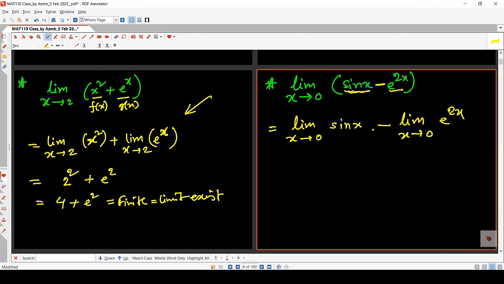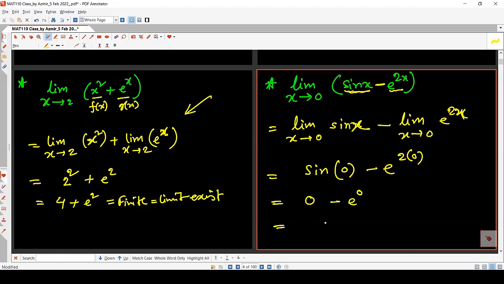So where we have x, we need to just plug 0. So sine 0 negative e power 2 times 0. So that means 0 negative e power 0. So 0 minus 1, you know that e power 0 is 1. So we have minus 1. This is also a finite value. That means limit exists.